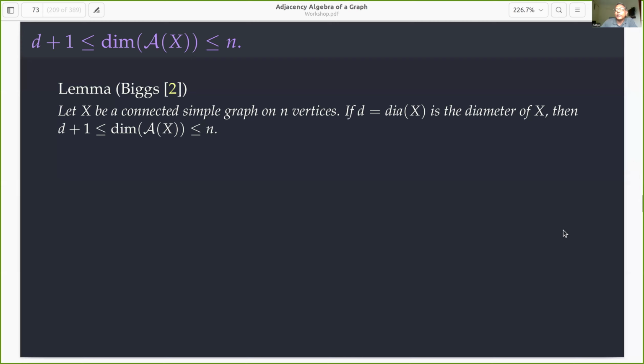Does anyone have some clue? Does anyone want to comment before I show the proof? No issue. Can somebody answer this: if the diameter of the graph is equal to D, what is the meaning? Diameter of some graph is equal to D. What is the meaning?